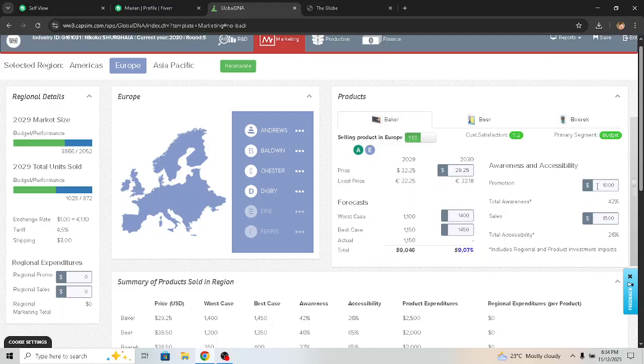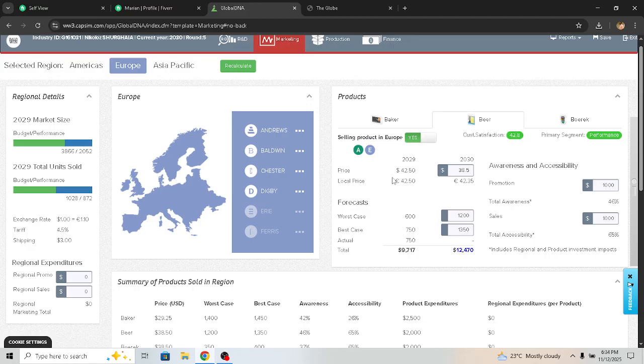And then we gave it a promotion of 1,000, and we increased our sales budget from 1,000 to 1,500. And then our worst case is 1,400 and our best case is 1,450. And the fact that it's in blue means that we are making profits. If it were in red, it could indicate that we are making losses. Our next product is beer.